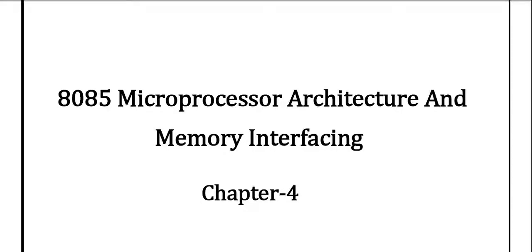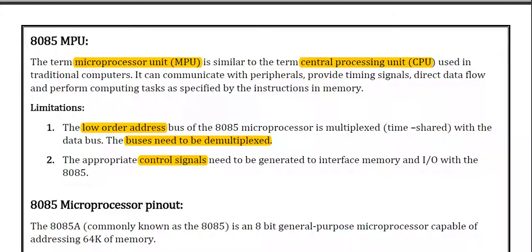Hello everyone. Today we are in chapter 4 of microprocessor 8085, which is microprocessor architecture and memory interfacing. The 8085 MPU, the term microprocessor unit, is similar to the term central processing unit, CPU, used in the traditional computer. It can communicate with peripherals, provide timing signals, direct data flow, and perform computing tasks as specified by the instructions in the memory.